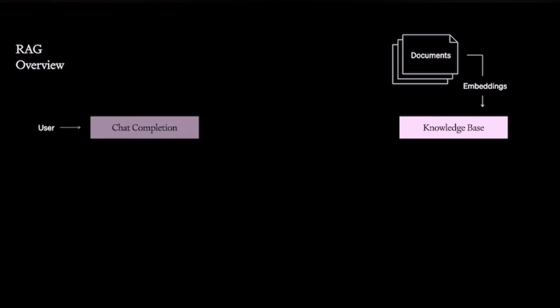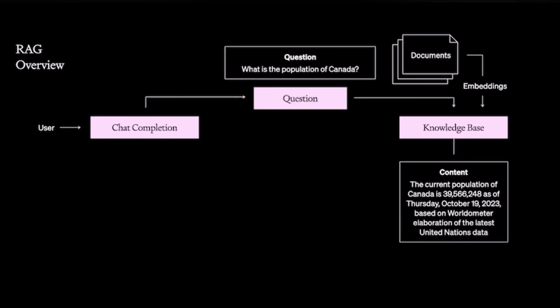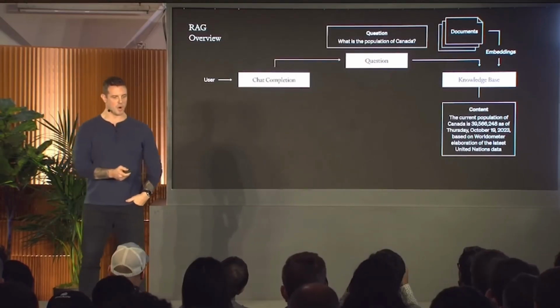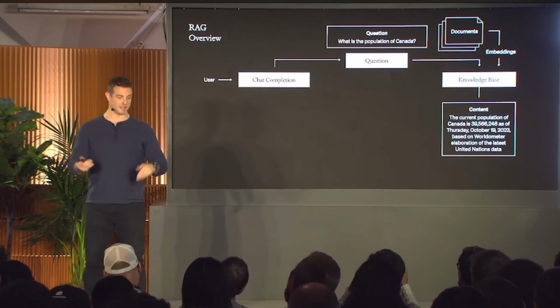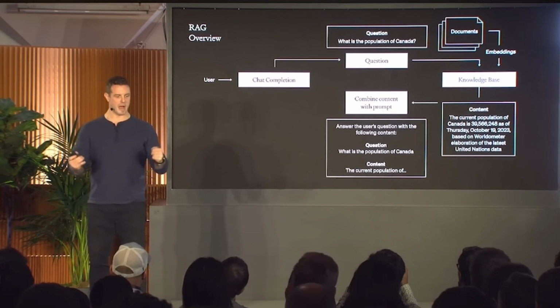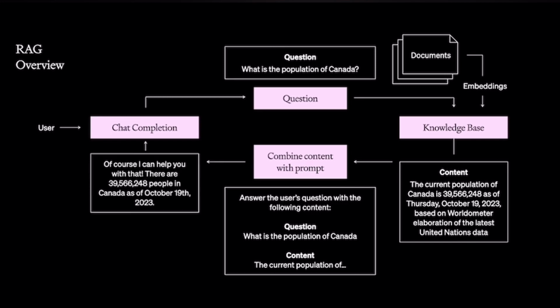Then when the user comes in, they're going to ask a question. Let's say, what's the population of Canada? Instead of giving that directly to the LLM, we're going to fire that at our knowledge base using some kind of search. Let's imagine we do a similarity search. We're going to pull back some content, so we have some content that says what the population of Canada is. And we're then going to combine that with a prompt. So we're going to give it to the LLM and say, here's the question, here's the content, answer this question with this content. And we're going to end up with, hopefully, a correct answer.